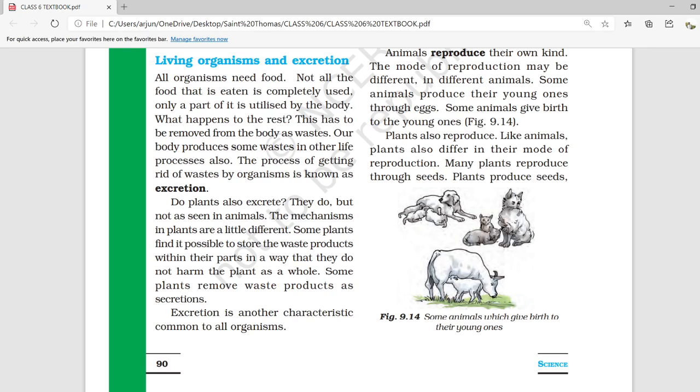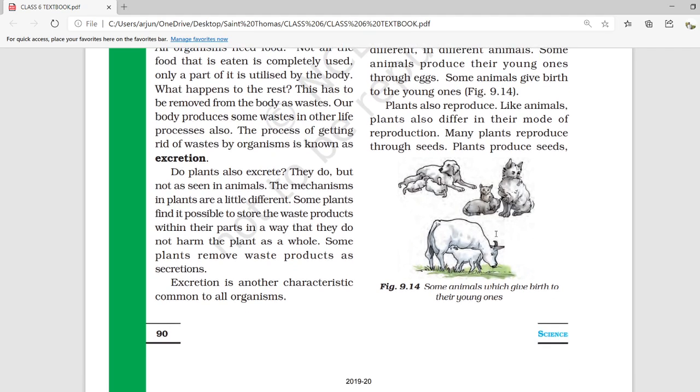Now, what is the main difference between excretion and secretion? In excretion, we remove the waste from the body. But in secretion, the waste is moved from one part of the body to another part, and it is stored in such a way that it is not harmful to the body. So plants use this process. Excretion is another characteristic common to all organisms.